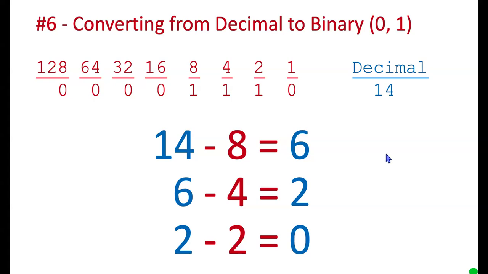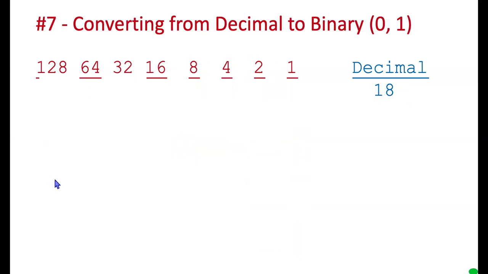Okay. Now you can double check yourself from what we just learned previously. Wherever we have 1s in those columns, add those up. 8 plus 4 plus 2 equals 14. Okay, that was number 6. Let's go to number 7.